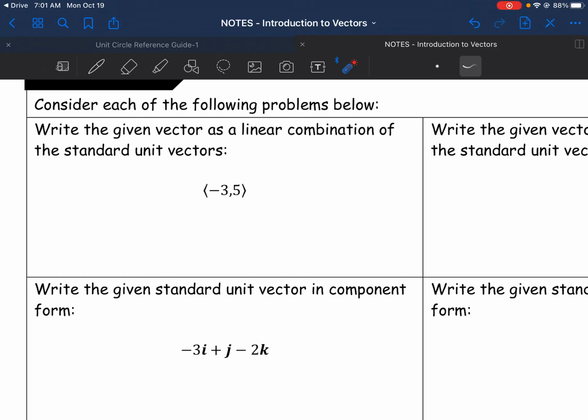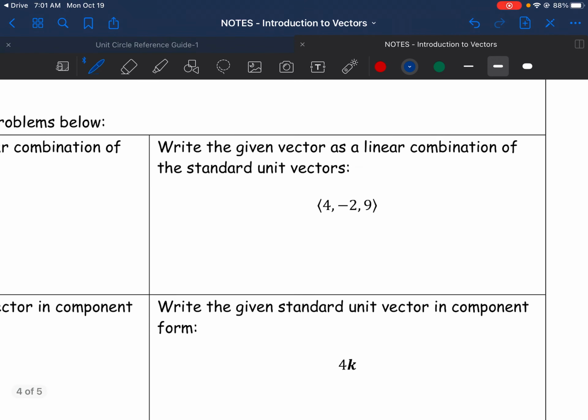So if I wanted to write this as a linear combination of standard unit vectors, remember that i is the unit vector in the x direction. So -3i plus, and then we can see that 5 here is in the y direction. That's the j vector. So this would be plus 5j.